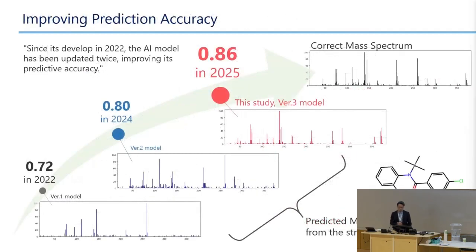Again, we started this project in 2022. Version 1 had an averaged cosine similarity of 0.72, version 2 had 0.8, and the latest version has 0.86. So our AI model is getting better and better, and we are still developing it. Hopefully, next time or in two more versions, I can say 0.9 or something. Anyway, our model is getting better and better.